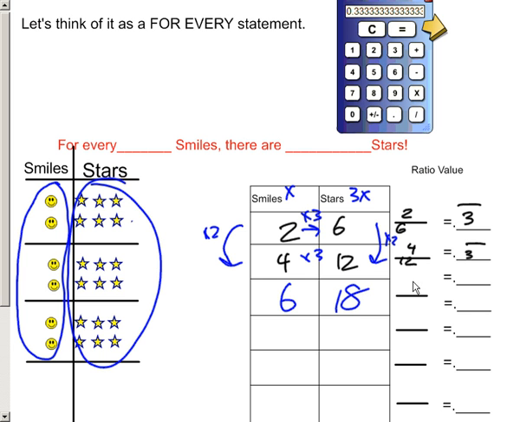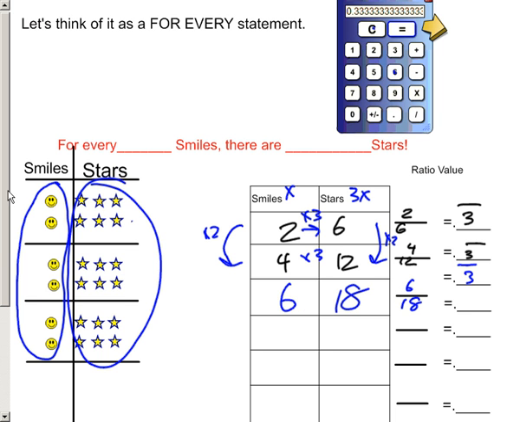So we could also say the ratio is now 6 to 18, which you'll notice is also 1/3. And if I do 6 divided by 18, that also still gives us the same ratio value of 0.3 repeating. So we know that these ratios are equal. Remember, a proportion is 2 equal ratios.